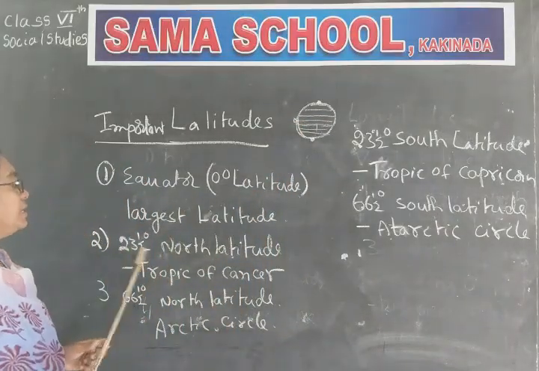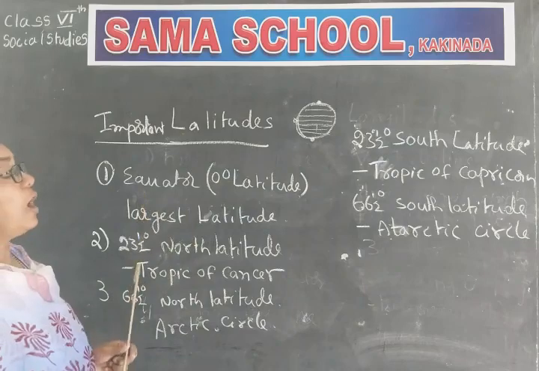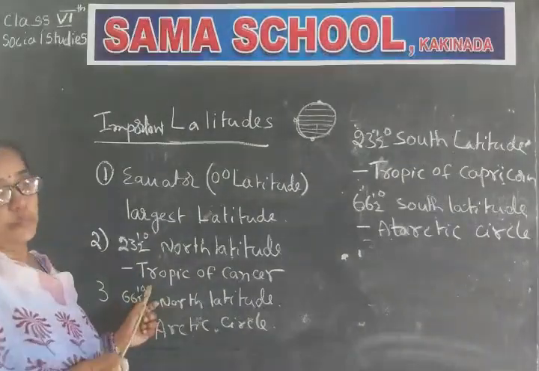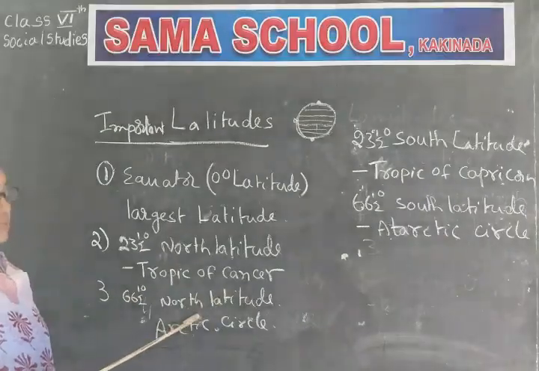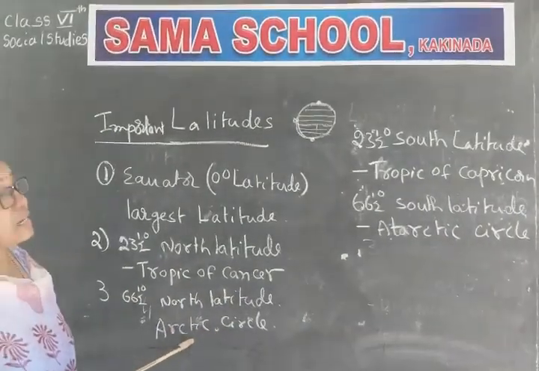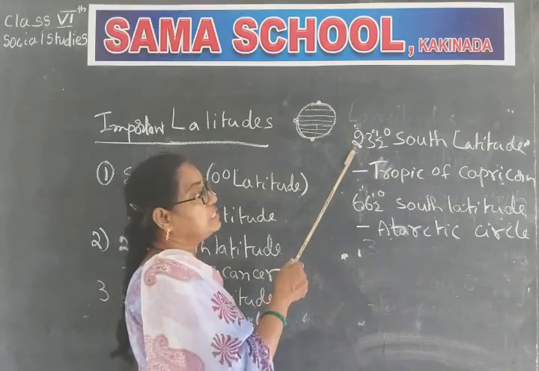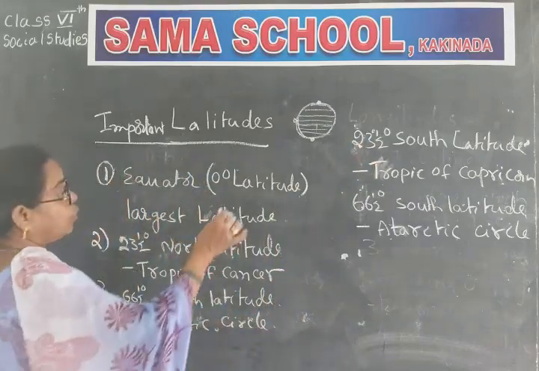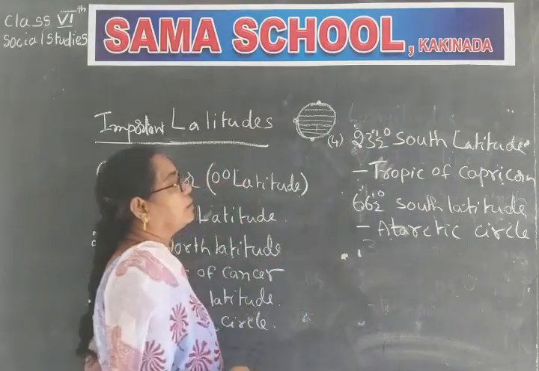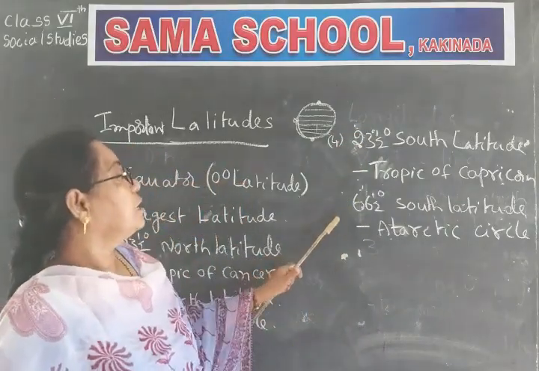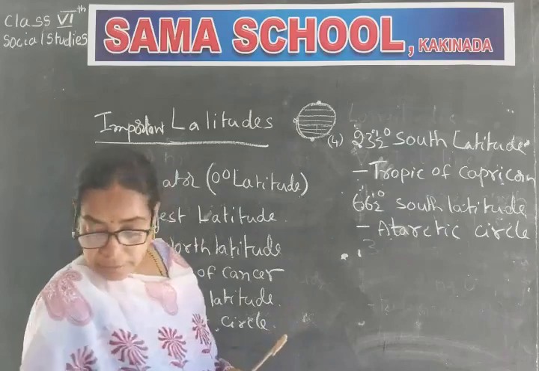Next one is 23.5 degrees north latitude, which is called the Tropic of Cancer. Next one is 66.5 degrees north latitude, which is called the Arctic Circle. Fourth one is 23.5 degrees south latitude, that is called the Tropic of Capricorn. 66.5 degrees south latitude is called the Antarctic Circle.